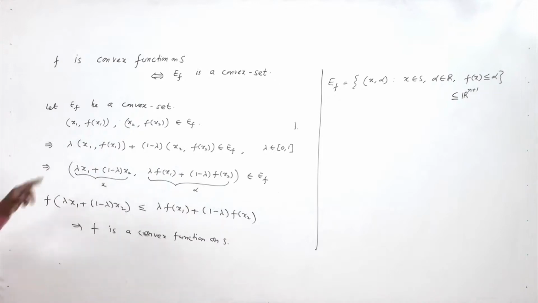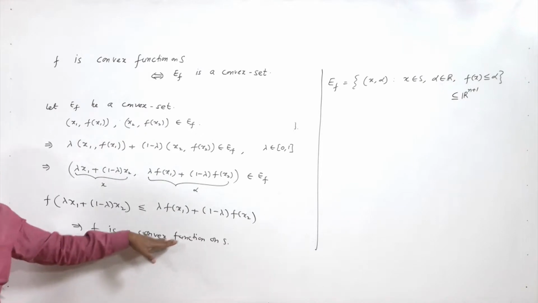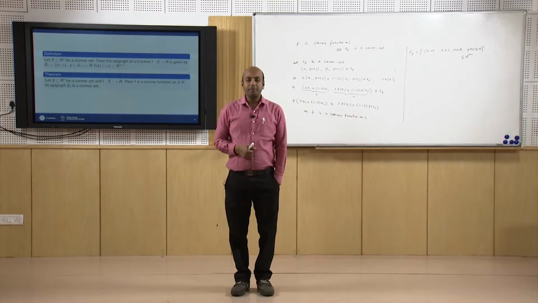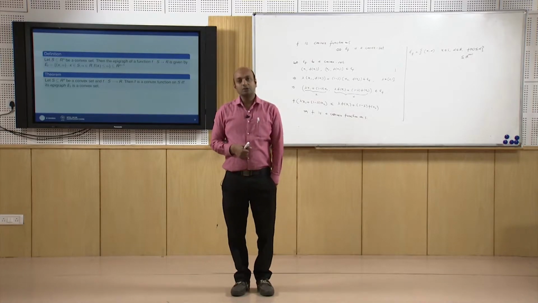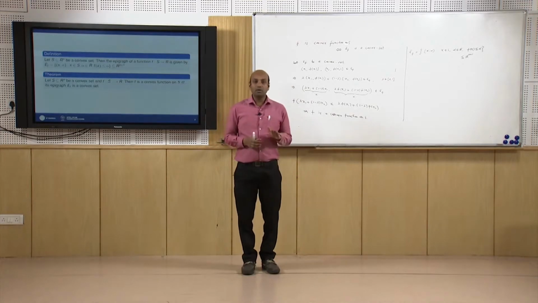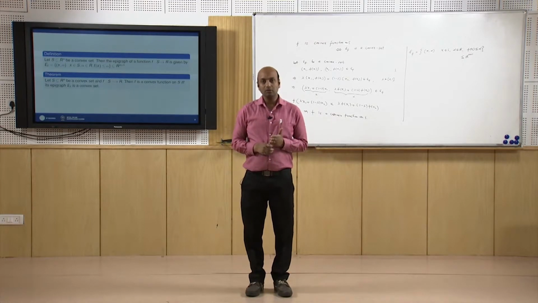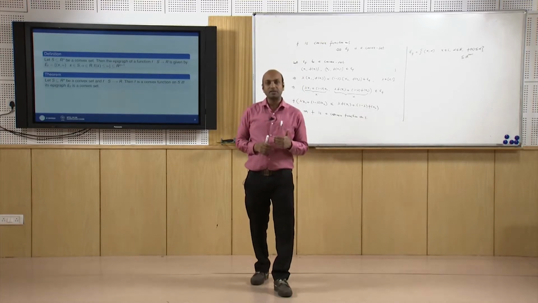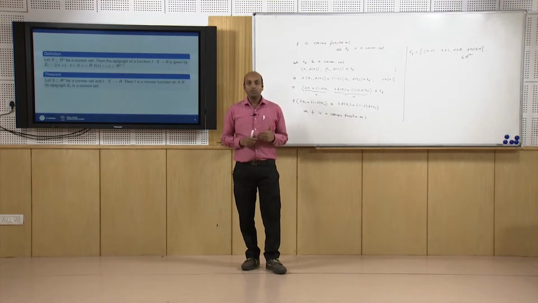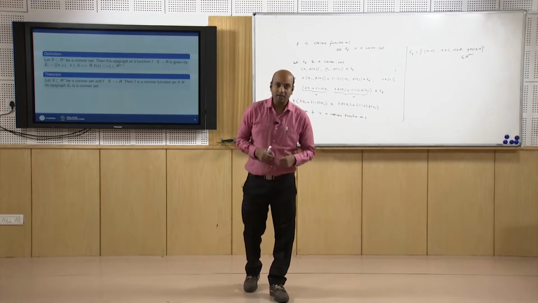Because x1 and x2 are any arbitrary points, this result holds for any x1 and x2, and hence the function is a convex function on S. So, in this way we can say that if the epigraph of a function is a convex set, then the function is a convex function. Okay. So, if we have to show that a function is convex, either we use the definition of the convex function, which is f of lambda x1 plus 1 minus lambda x2 less than or equal to lambda f(x1) plus 1 minus lambda f(x2), or we can also find the epigraph and try to show that the epigraph of the function f is a convex set.